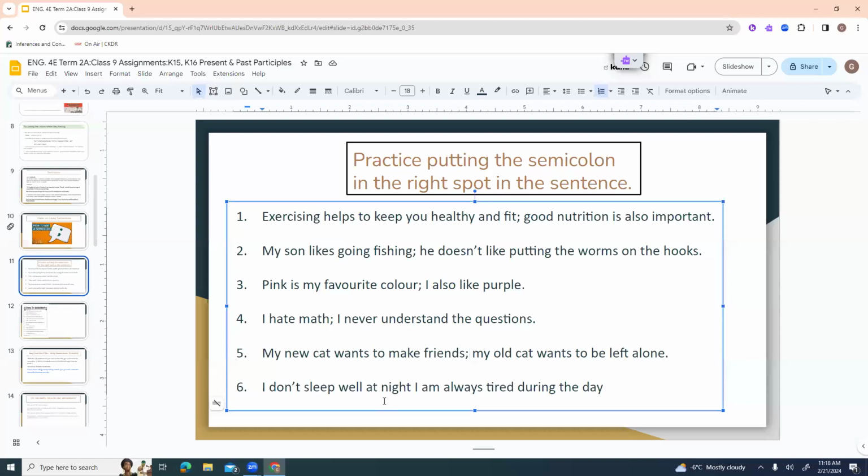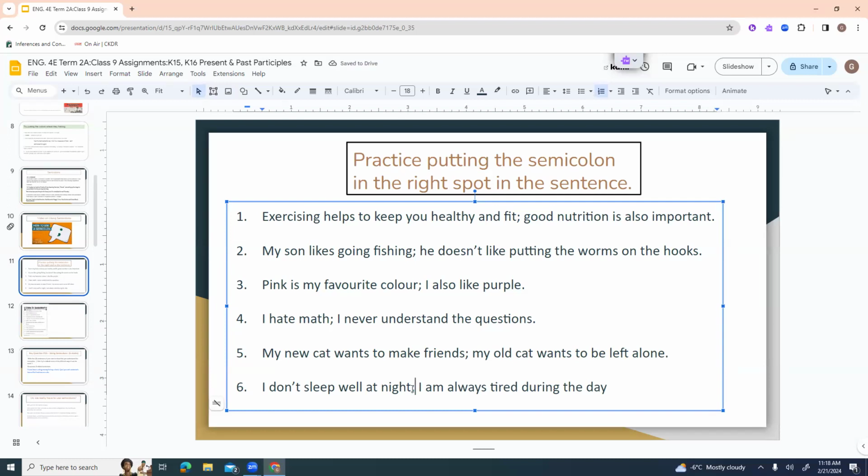Number six, I don't sleep well at night. I am always tired during the day. All right, again, we've got that I. I'm going to try and put it there and see if it makes sense. I don't sleep well at night; I am always tired during the day.